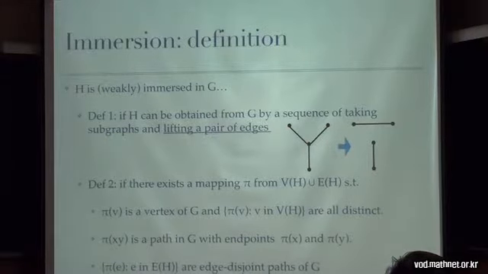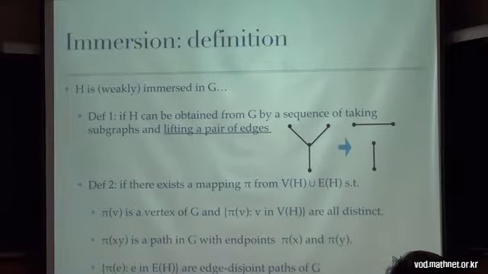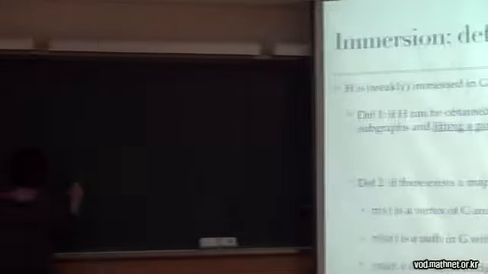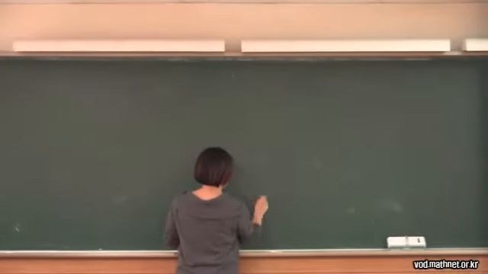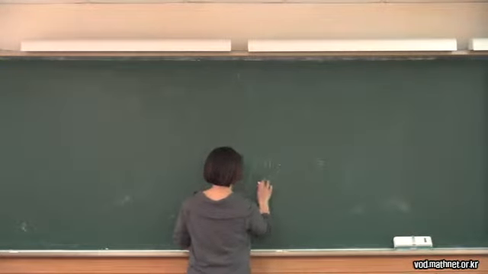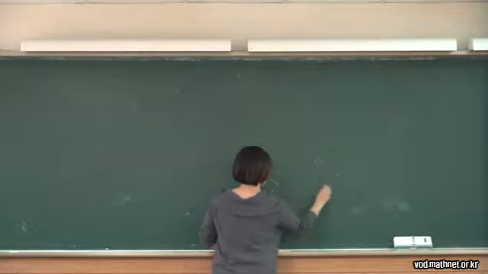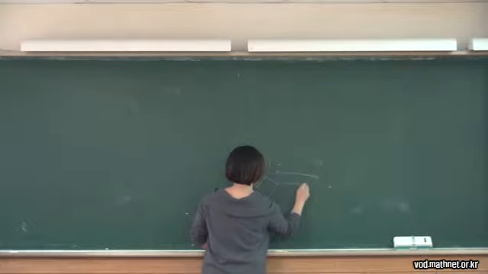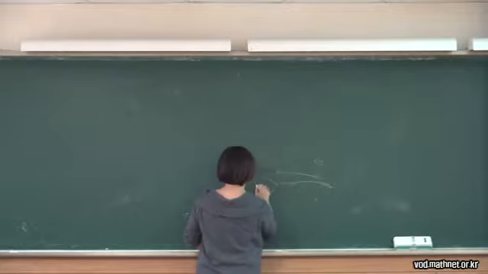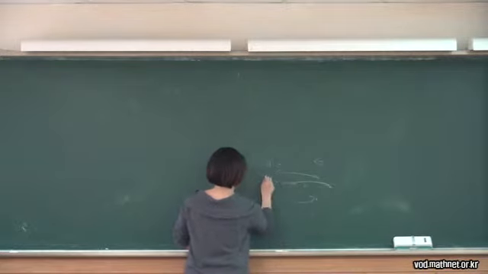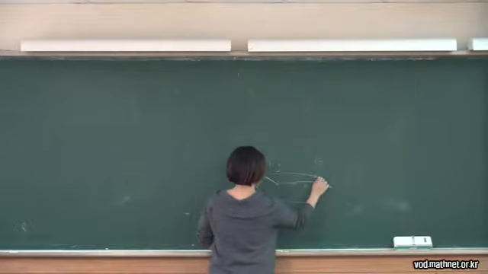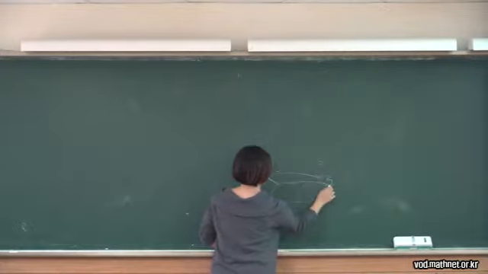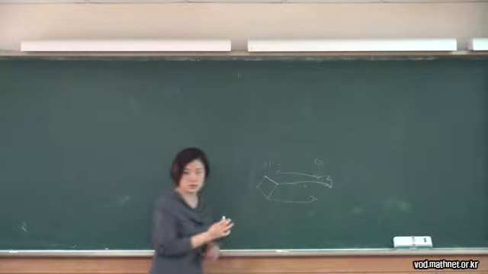Okay. So if this is H and this is G, and if H looks like this, then the images of these vertices of H in G should be all distinct. So it's like this. And every edge in H is mapped to a path of G. And the endpoints of the path are the images of the endpoints of the corresponding edge.